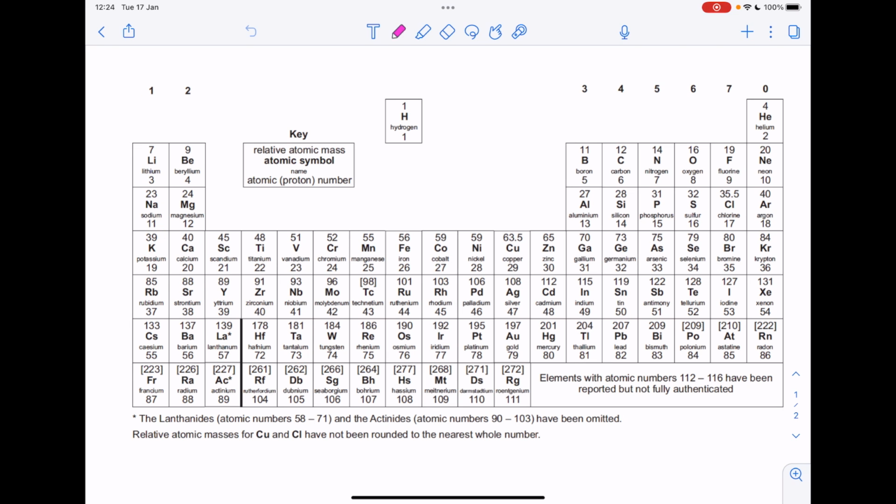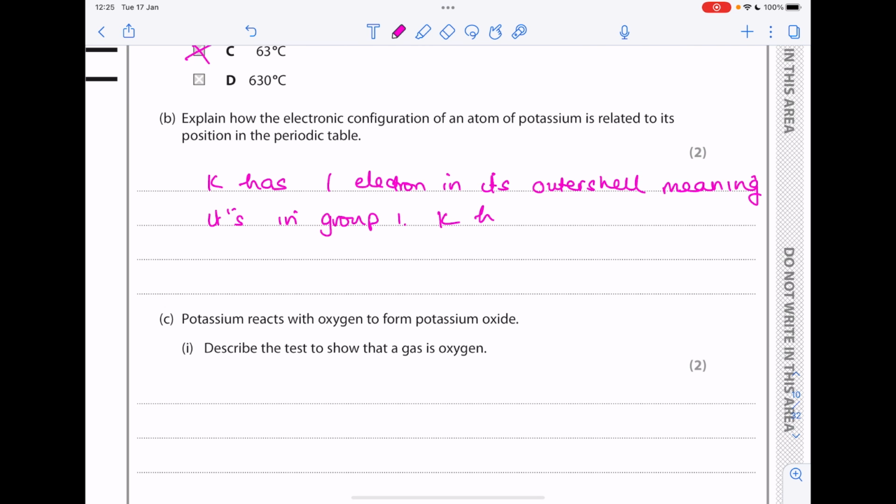Let's write out its electronic configuration. So it's 2, 8, 8, 1. So it means it has 4 shells of electrons, meaning that it is in period 4. And we can count that down. 1, 2, 3, 4, and there it is, in period 4. So K has 4 shells of electrons.